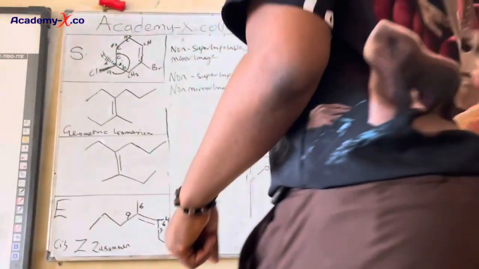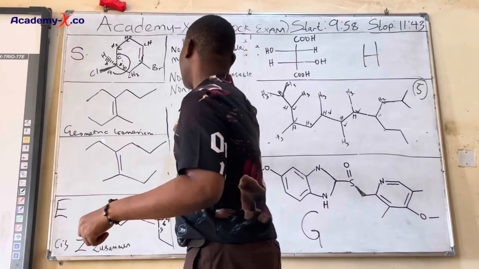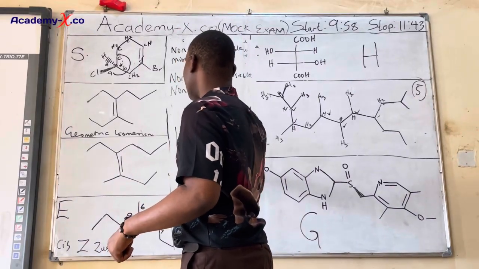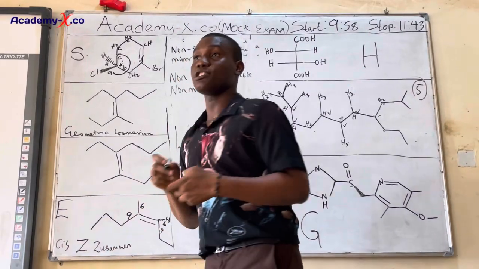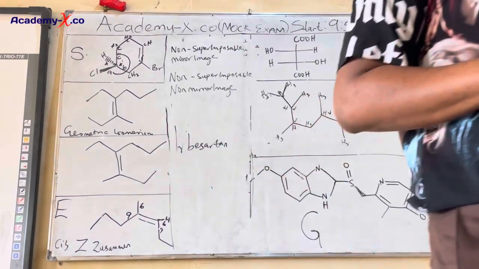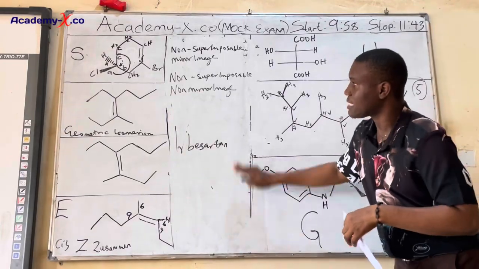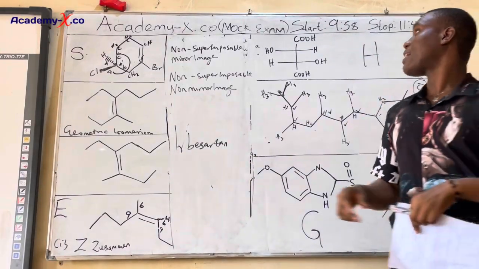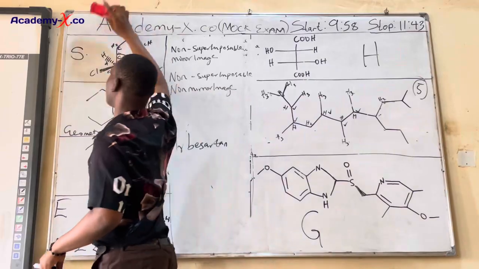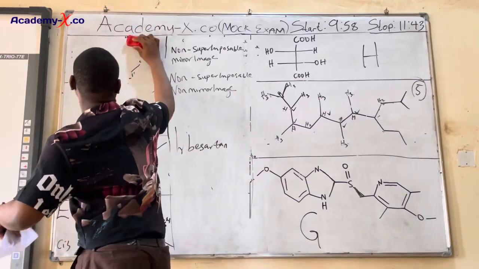Irbesartan. You didn't get the spelling. Irbesartan is an angiotensin 2 blocker. Okay, figure G is esomeprazole. I think let me clean all this place, because I've actually done justice to this.